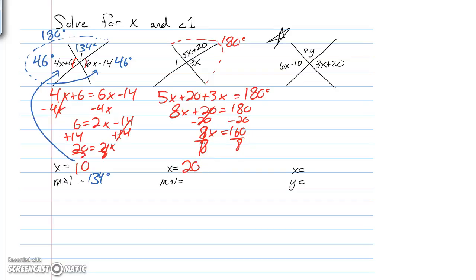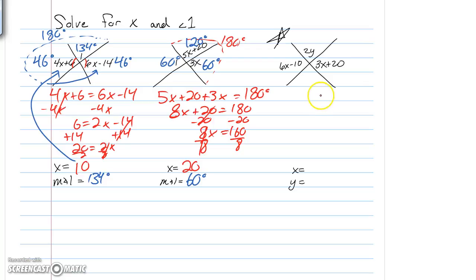Now to find angle 1, again, you can either plug it into 5x plus 20 or 3x. Depending on what you plug it into decides how you're going to find angle 1. So I'm going to plug it into 3x. 20 times 3 is 60 degrees. So if that's 60, then the angle across from it has to be 60 degrees because those are vertical angles. If you would have plugged it into 5x plus 20, you would have gotten 5 times 20 is 100, plus 20 was 120 degrees up here. And then you would have had to subtract from 180 to find 60 because those make a linear pair. So you always have to pay attention to what's going on with your angles and what kind of setup it is.